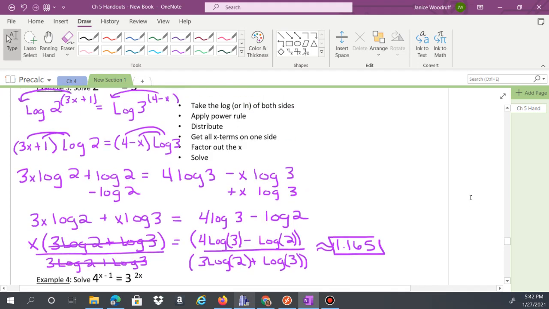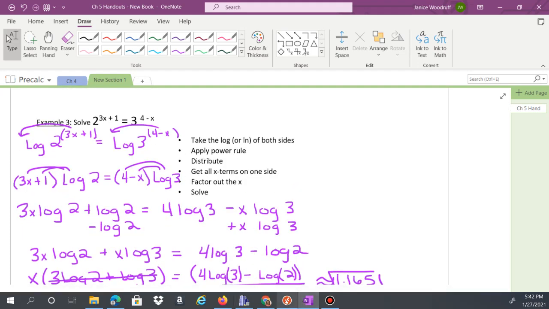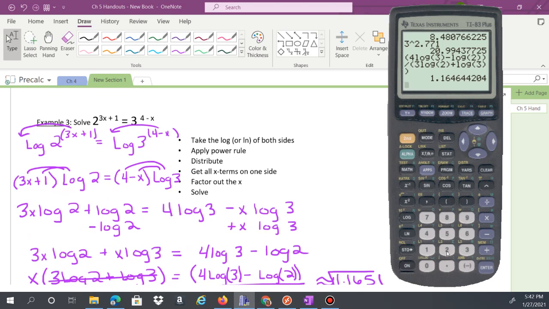Okay, and let's just go ahead and check that. So it was 2 to the 3x plus 1. So I'm just going to use the rounded version. So 2 to the 3 times 1.165 plus 1. That's going to give me 22.5. And then 3 to the 4 minus 1.165, 22.5. Okay, so when I check that, I know that I did that correctly, even though the decimals are not the same, because remember I rounded here. So as long as the first decimal is the same, it should be fine.